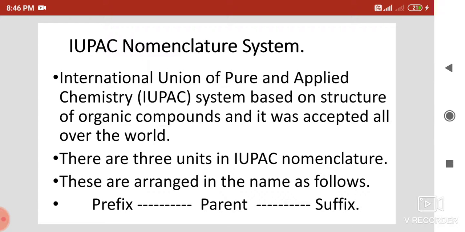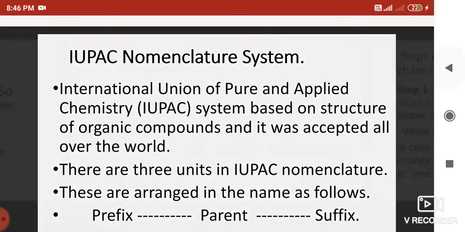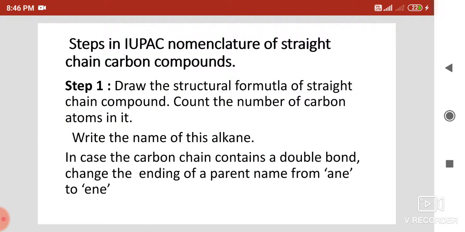There are three units in IUPAC nomenclature, and these units are arranged in the name as follows: prefix, parent, and suffix. So let us see how the IUPAC name is arranged in prefix, parent, and suffix form. There are different steps. Let us see them stepwise. Step 1.